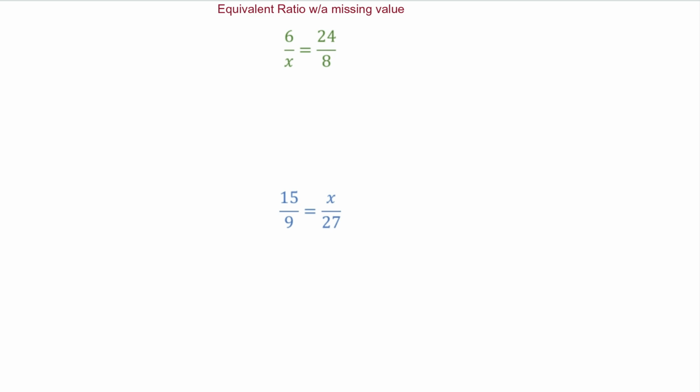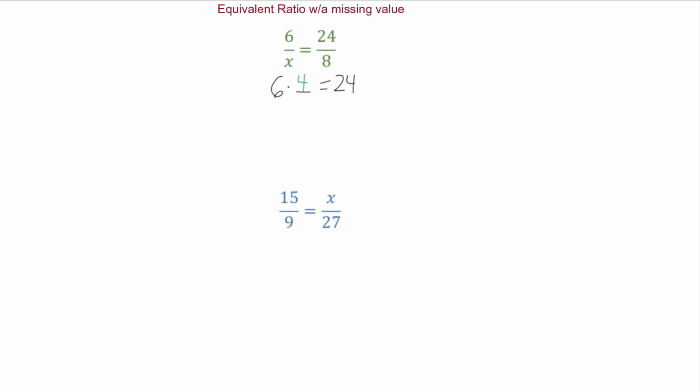So we have 2 fractions here. We have 6 over x equals 24 over 8. In our numerator, we have 2 values, and we want to know how we got from 6 to 24. So we can divide 6 into 24, and that would be 4. Or we could write it like 6 times what gave us 24. So the answer we know would be 4.